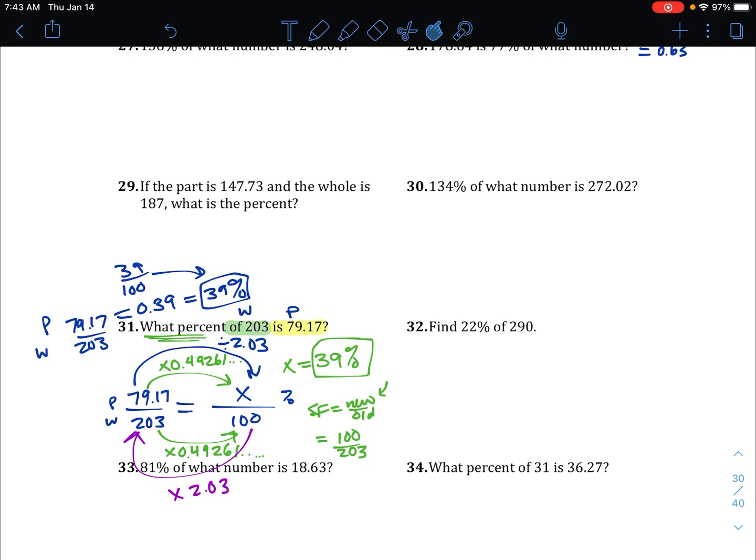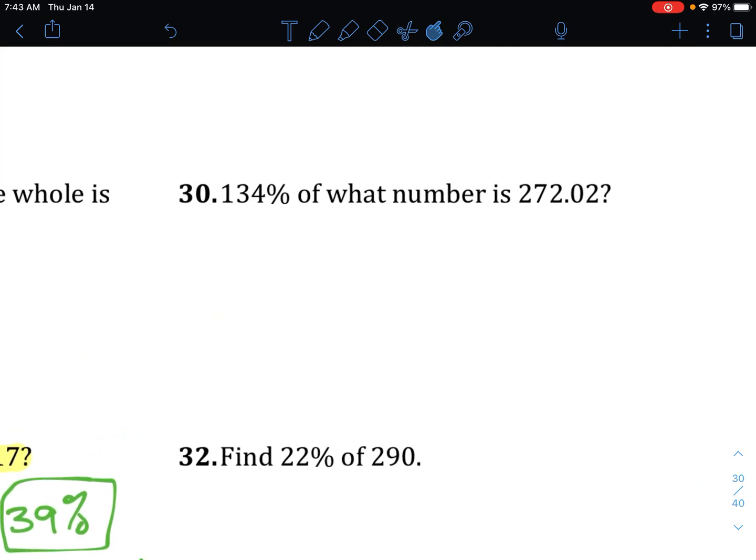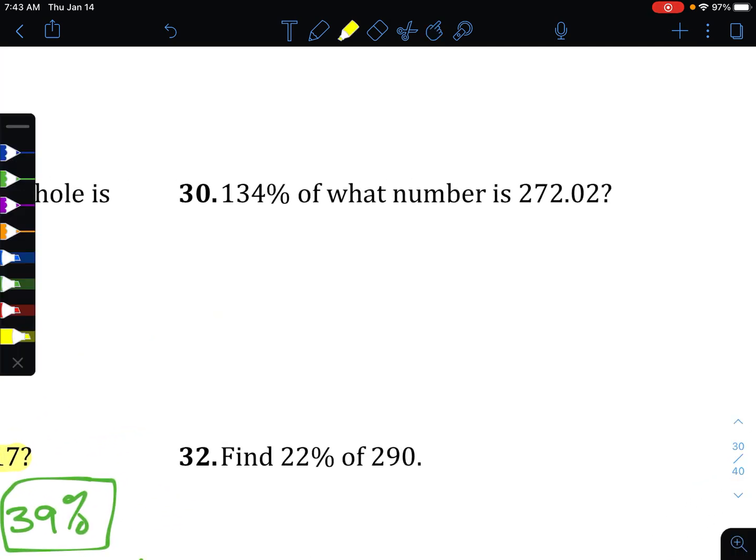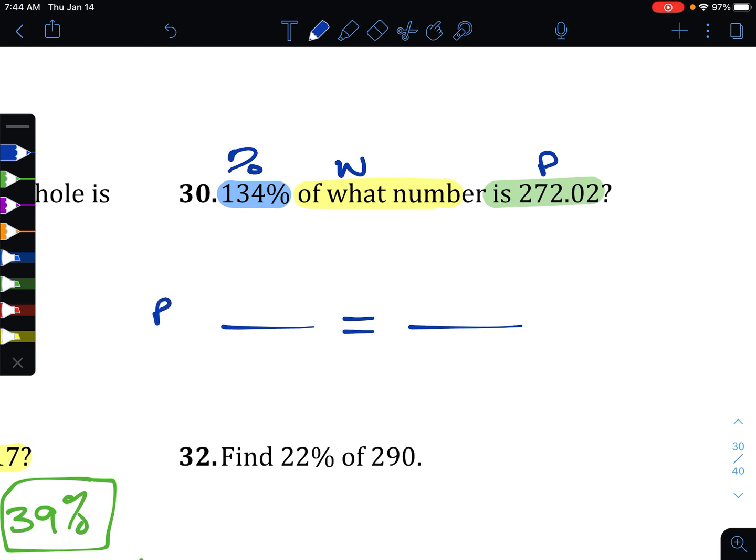Let's look at one where it says "of what," because "of" is the key word for the whole, and the "what" would mean that we don't know it. This example over here, number 30, is a good example of this because we've got the percent, and it says "is" that number. So "of what," we don't have the what. We don't know the whole thing, so that's our unknown. This is the part, and obviously that's the percent. So this one you definitely need to use a proportion for. There's not really a shorter way to do this.